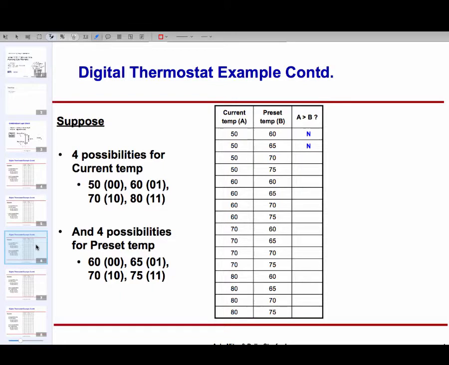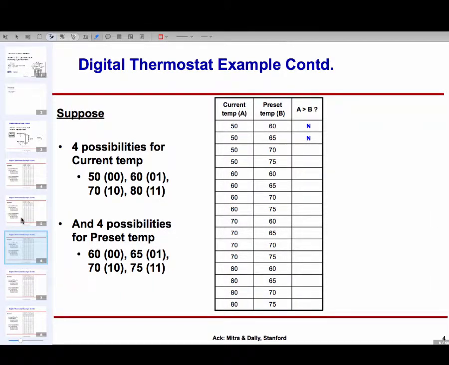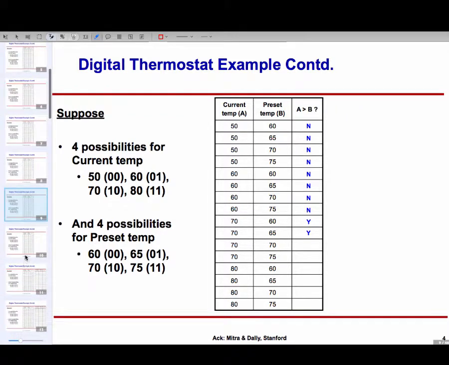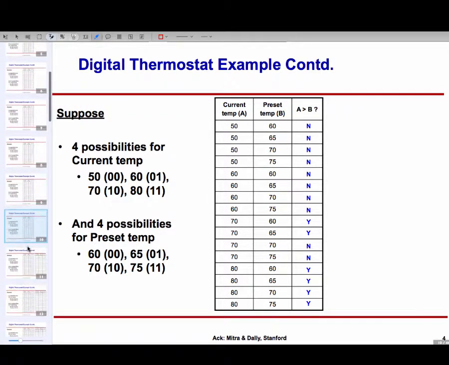Next value is also N, and next value is also N, and so on and so forth. So I can walk throughout here. But then when I hit the lower rows, we start hitting the regime where the current temperature is greater than the preset temperature. So 70 is greater than 60, 70 is greater than 65, 70 is equal to 70, so it will depend how we treat it. So yes, yes, no, no, and then again 80 is greater than all the values. Yes, yes, yes, yes. So nothing deep happening here.